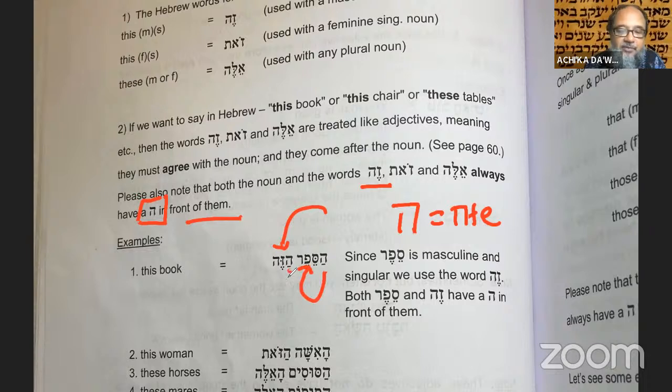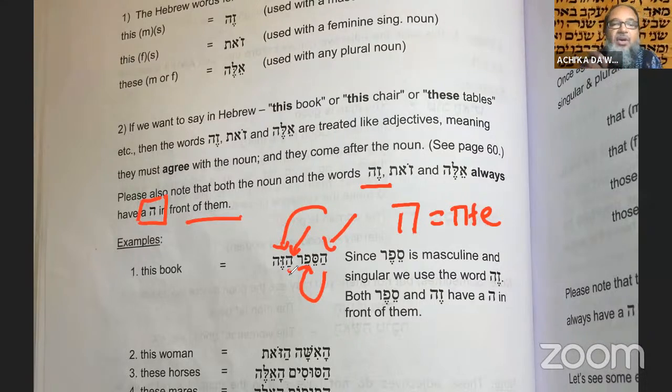And so if I got a hey on a noun, I'm gonna have to put a hey on this zay. Or if I had an adjective, remember early in the lesson, it says if you wanted to say the good man, you'd have to put a hey on front of the ha'ish, hatov. Okay, it has to match.